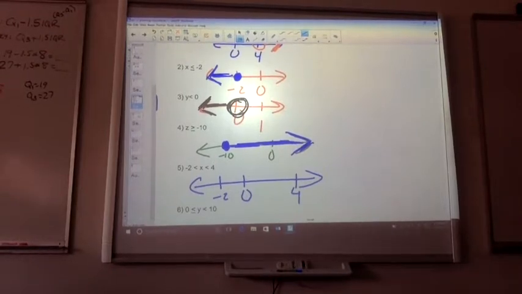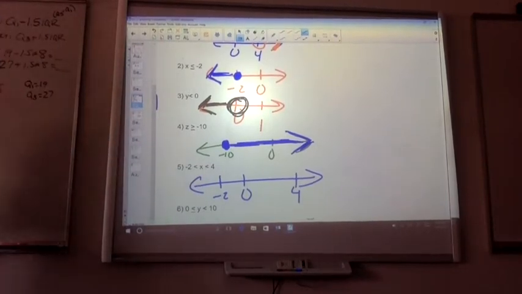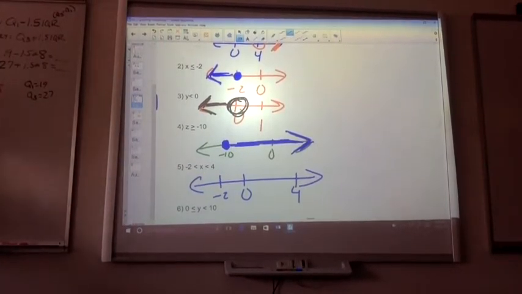Yeah, we don't have an equal. There's not an equal part. Okay, so we don't have this little line down underneath them. So both of these are going to be open dots. Now let's figure out where we need to shade.